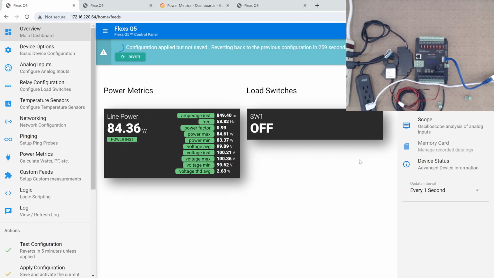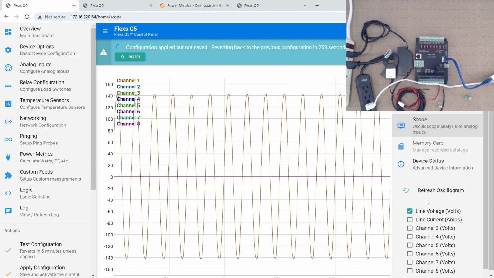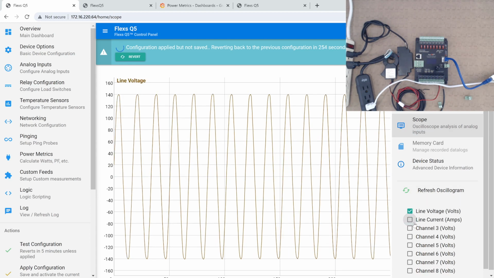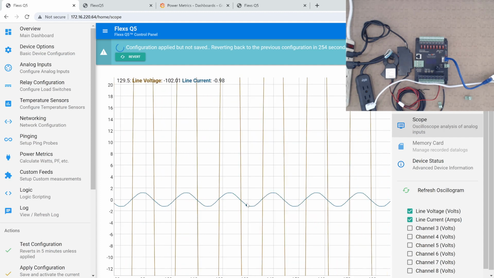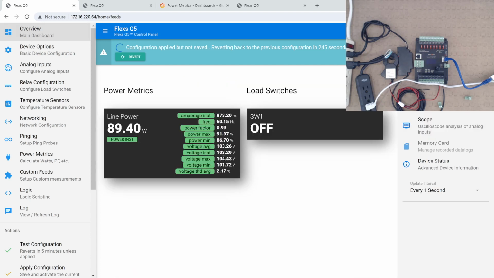And if we look at our oscilloscope here, we can now see we have line current on there as well. And it's perfectly in line with the voltage because we basically have a resistive load here. It's pretty much a unity power factor. If we look here at a power factor, it's 0.99. So pretty much unity power factor.